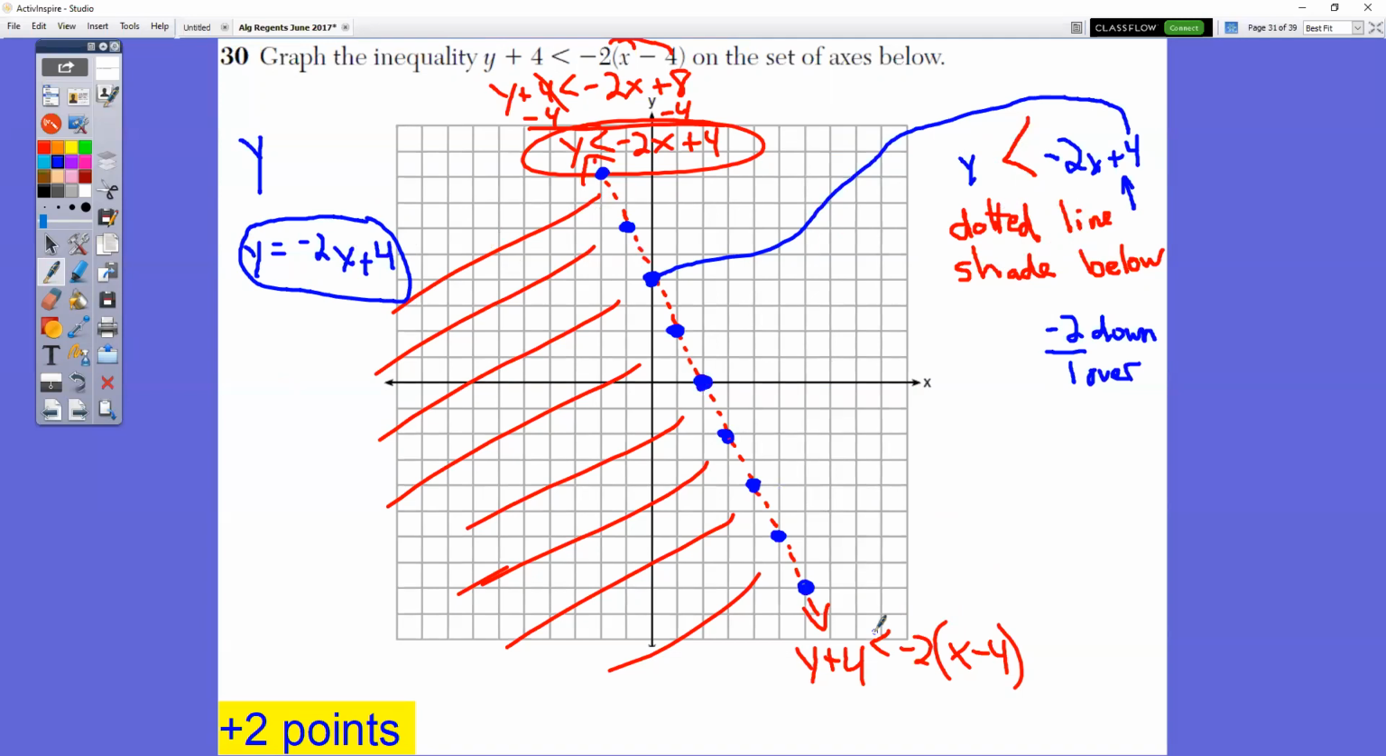Couple different things here. If you forgot the shade, the most you can get is 1 out of 2. If you use a solid line instead of a dotted line, the most you can get is 1 out of 2. If you forgot the arrows on the ends of the line, the most you could get is 1 out of 2. This one didn't specifically say to label your line, but other Regents exams do say to label it. So always make sure that you're labeling. That's just a good habit to have. All right. So anyway, that is a 2-point question.